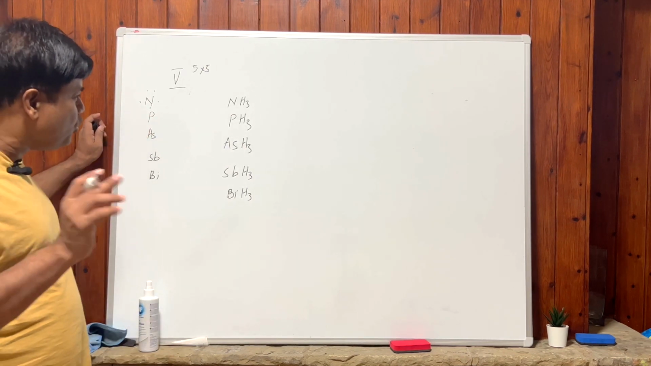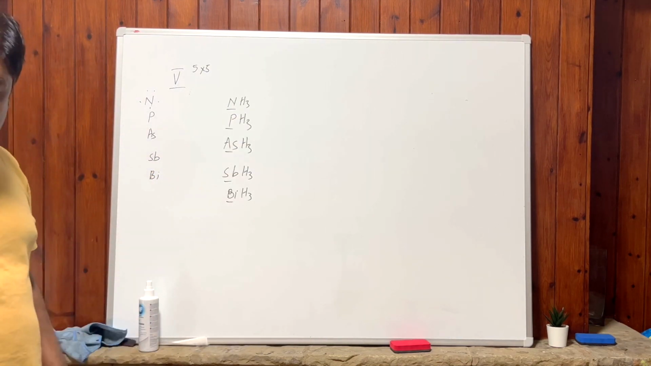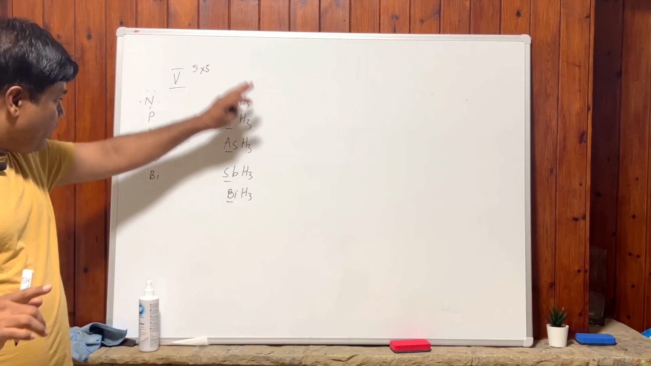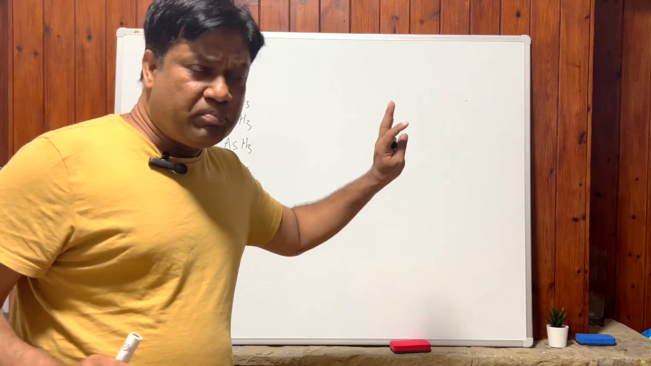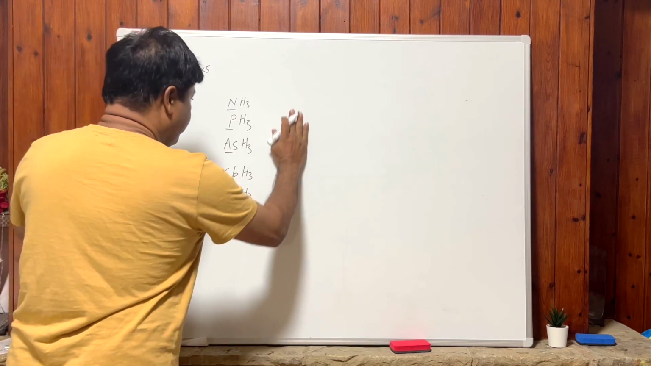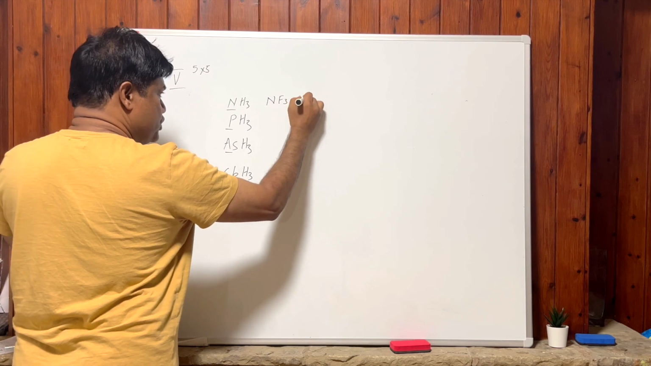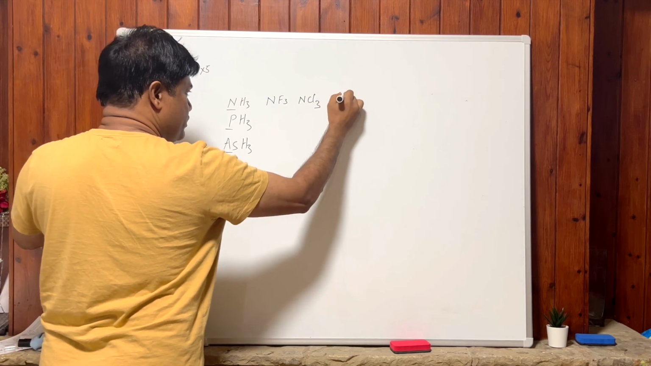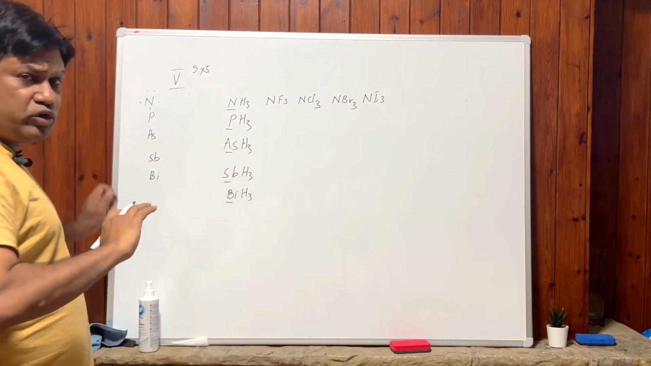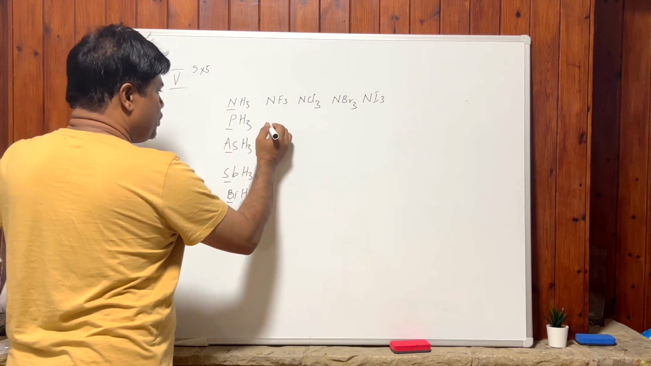How do I know? I told you, you have to focus on the central atom. If the central atom is from group 5, having 3 bonded pairs of electrons and 1 lone pair, then the shape is trigonal pyramidal, and the bond angle is 107. Now look at one more example: nitrogen trifluoride, nitrogen trichloride, nitrogen tribromide, nitrogen triiodide. You can use all the halogens. All of them have the same bond angle and the same shape, trigonal pyramidal.